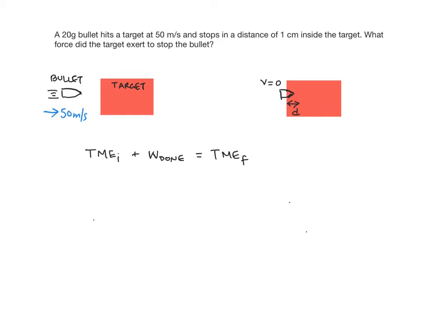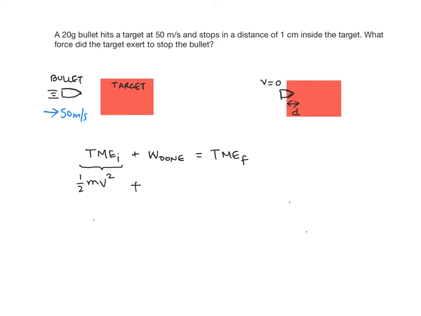So considering the work energy principle, the total mechanical energy initially is simply the kinetic energy of the bullet, which is given by a half times the mass times the speed squared. And there is no gravitational potential or changes in it, and there's no elastic, of course, involved. So we have to add to that any work that was done on the bullet. But what work was done?